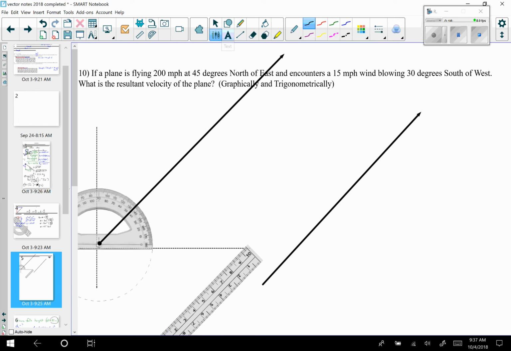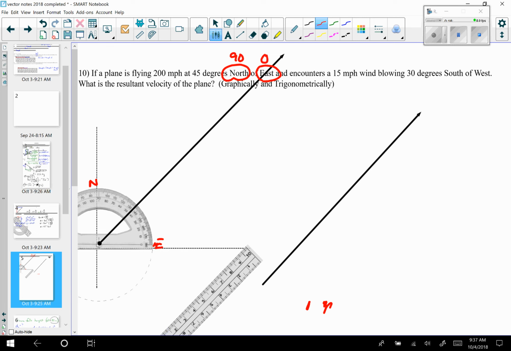Whatever the last direction I give here, that's where you put the 0 of the protractor. And whatever the first direction is, that's where you put the 90 of the protractor. So if you look down here, I got my 0 on east. I got my 90 on north, basically. It's a little funky here because of the way I did it.